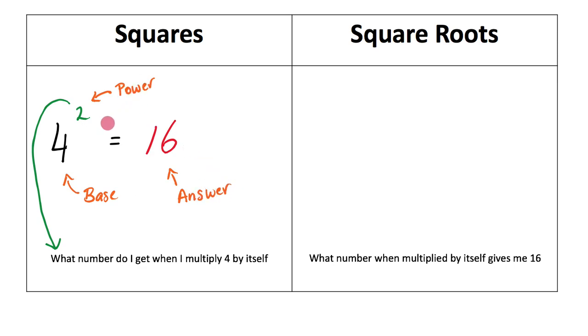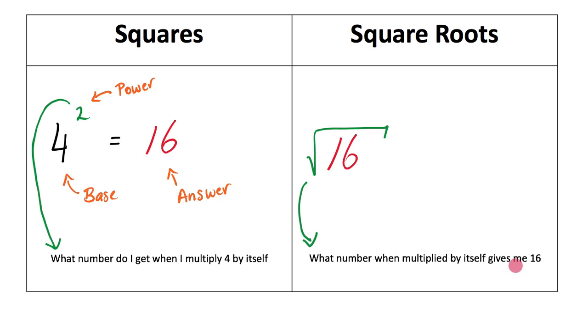So this power, this square, is saying what number do I get when I multiply 4 by itself? And my answer is 16. Let's now do the inverse operation, which is square rooting. So this time I'm going to begin with my answer, and I'm going to use this fancy symbol right here. And this fancy symbol is telling me this. What number, when multiplied by itself, gives me 16?